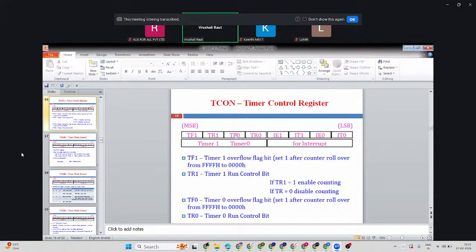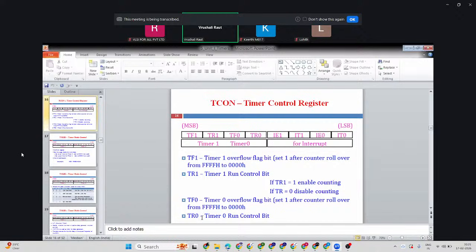It becomes set means what? It becomes 1. So my program will be continuously observing that TF0, and once it becomes 1, what will happen? I will come to know that counting has been completed. I am going to get the delay which has been set by me.